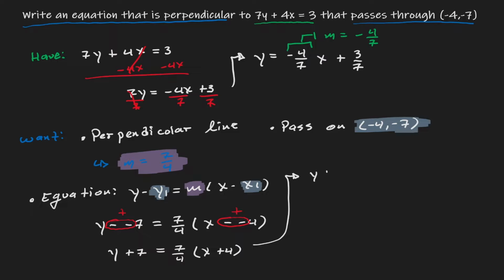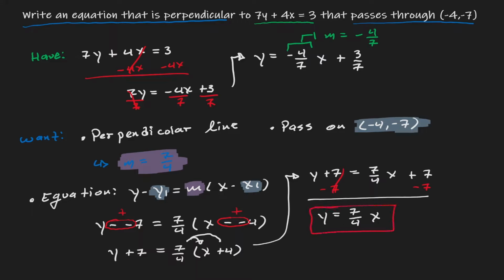Let's bring down the left-hand side. Let's distribute, so that becomes 7/4 x. Let's distribute, so that becomes positive 7. And now let's take away 7. Another way that we could rewrite this equation is by saying y equals 7/4 x plus 0. So let's make sense of this result.